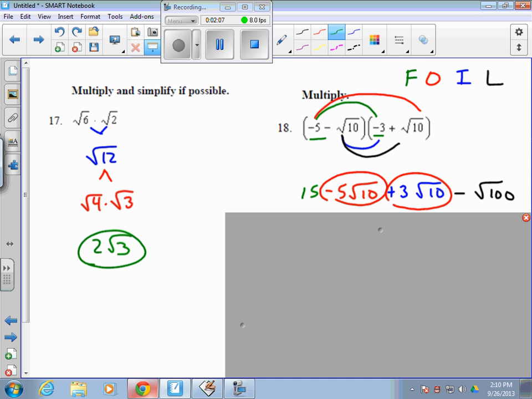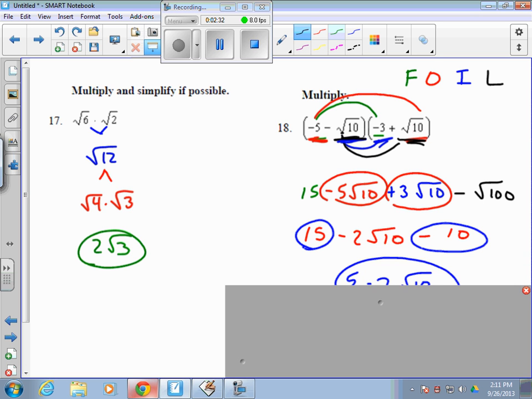Then O stands for the outer two numbers. Negative 5 times the square root of 10. I stands for the inner two numbers. Negative square root of 10 times a negative 3. That's positive 3 times the square root of 10. And L stands for the last two numbers. That's negative square root of 10 and positive square root of 10. So it gives you 15 minus 5 times the square root of 10 plus 3 times the square root of 10 minus the square root of 100.